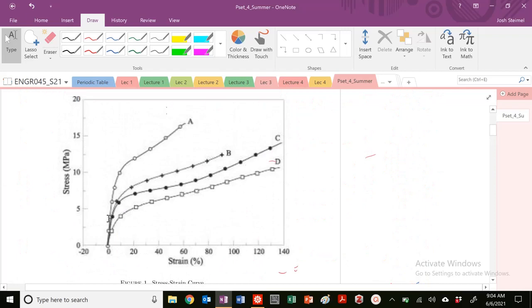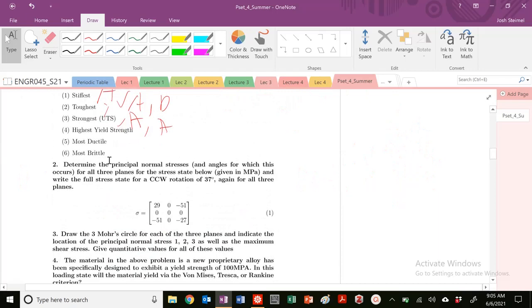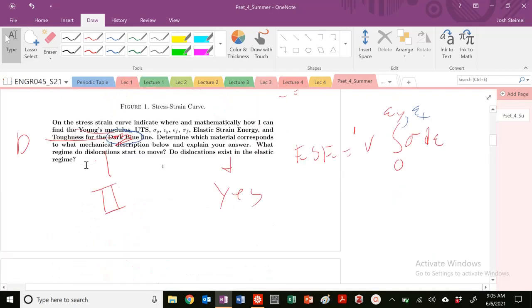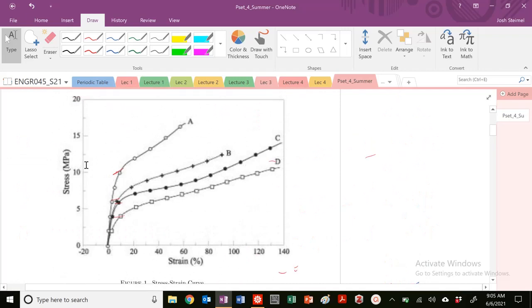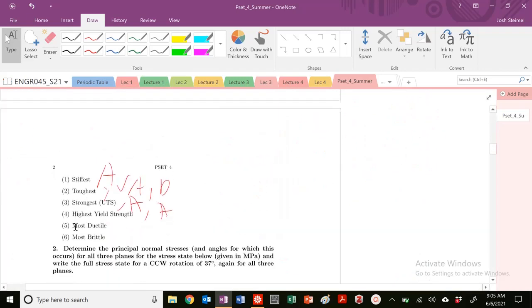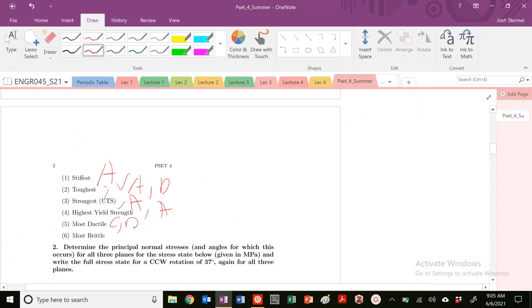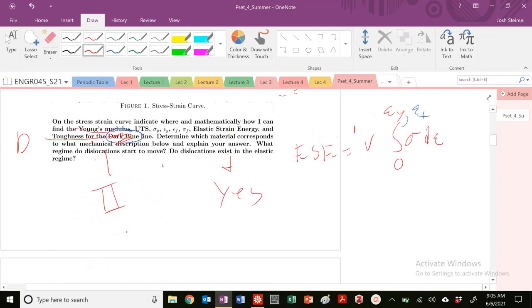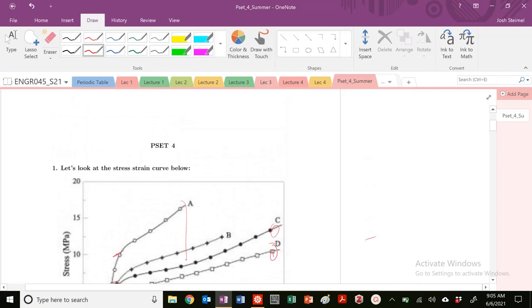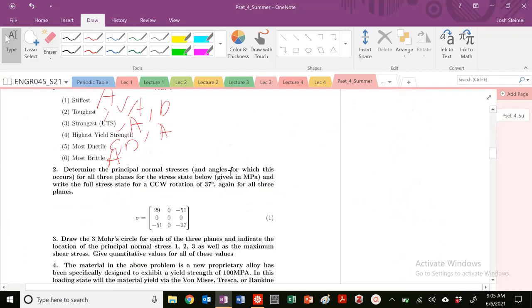You can see here this is where we're deviating from linearity, deviating at sigma y, so A is the winner. What is the most ductile? That's a combination of C and D, because we don't really see them breaking at all. So C and D. The most brittle, by far, is A, because we're fracturing here. So that is number 1 done.